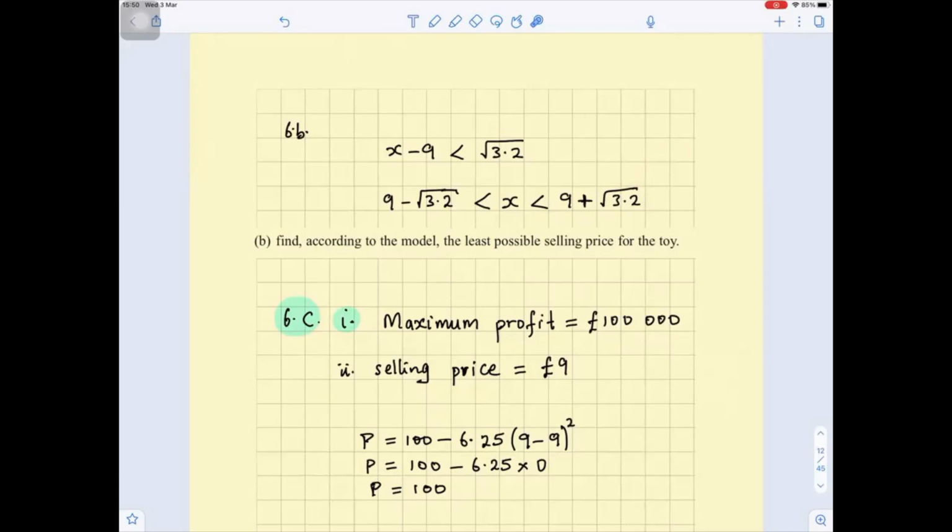So that's how you will do that part. And for part C, maximum profit is equal to 100,000. Selling price is equal to £9. So if we have P is 100 minus 6.25 bracket 9 minus 9 squared, that gives you 100 minus 6.25 times 0, which will be 0. So you got P to be 100.